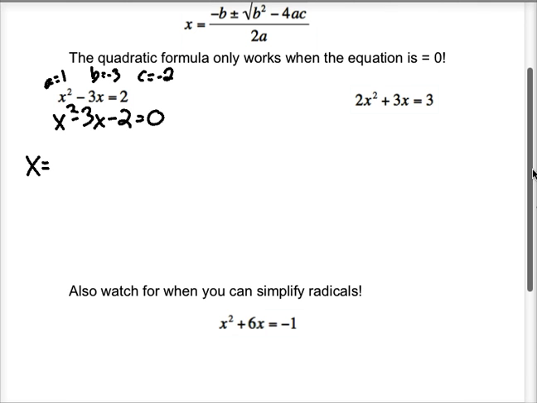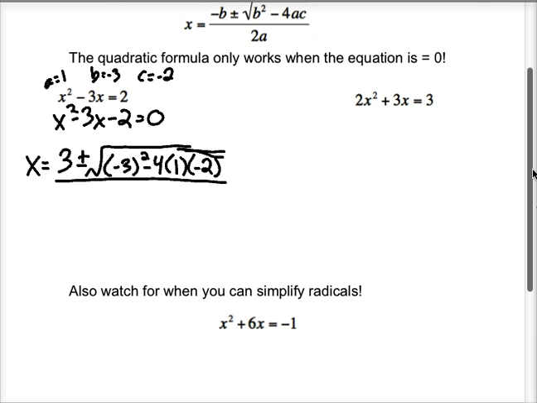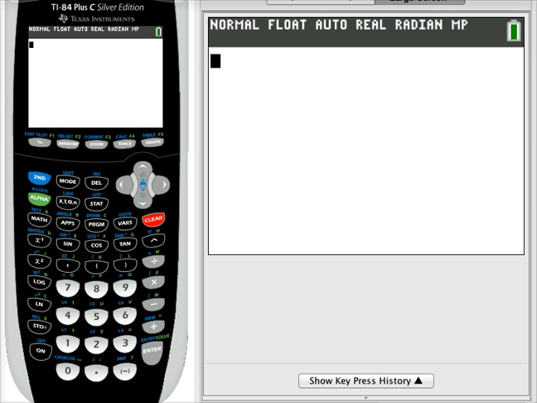Now I just start plugging it into the quadratic formula. Negative b, well, the negative of negative 3 is a positive 3, plus or minus the square root of b squared minus 4 times a times c, all over 2 times a. And I want to take all that gobbledygook in there and I want to get a single number under my radical. So I'm going to go to my trusty calculator.